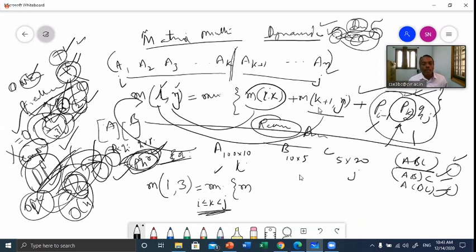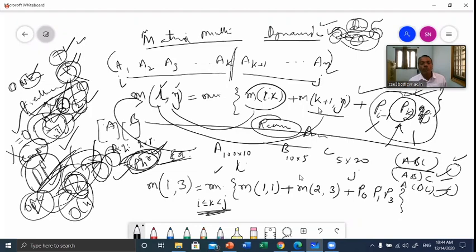Then i is first, I started with k is equal to 1. M of 1 comma 1 plus M of k plus 1, that is 2 comma j, where j is 3. Okay. Now plus P of i minus 1. i minus 1 in the sense, P of 1 minus 1, that is 0, P of k, P1, P of j. Are you clear? This is the logic.